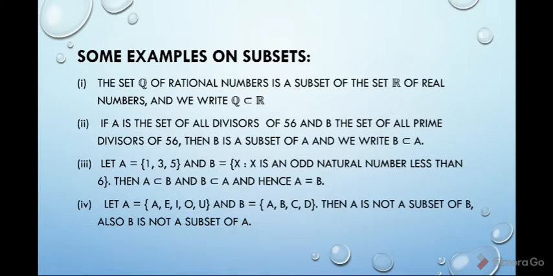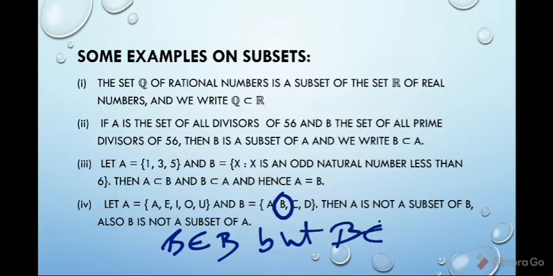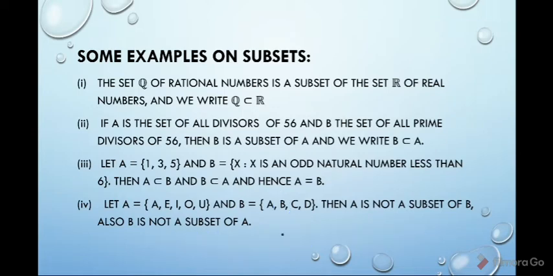Similarly, you can say that here is the element b in set B which does not belong to set A. That means you can write b belongs to set B, but b does not belong to set A. So you can write B is not a subset of A. So from this example you can say that A is not a subset of B and B is not a subset of A.